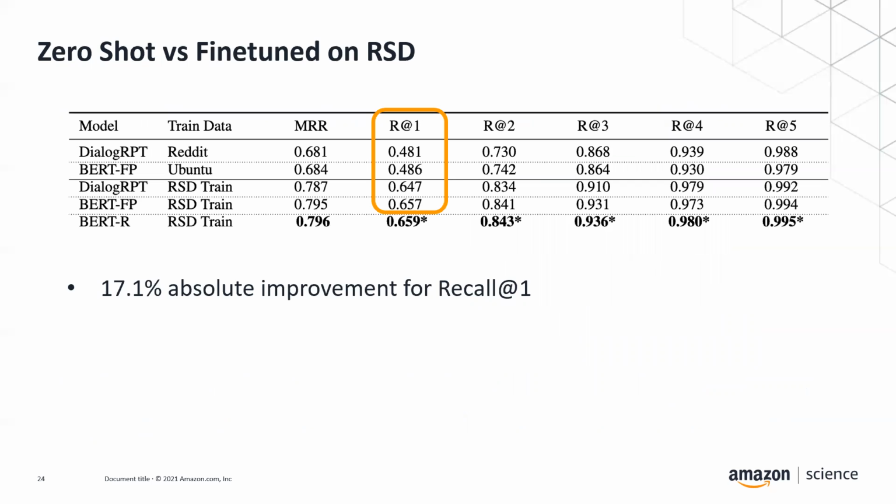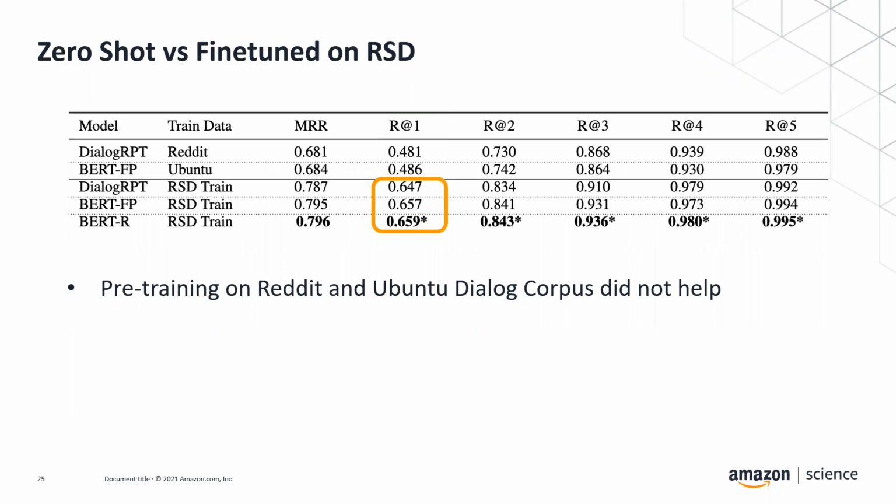So for our metrics, we computed mean reciprocal rank and recall at 1 to 5. I'm just going to show the recall at 1 scores because the trend is similar across all the other metrics. So first, if we compare against zero-shot versus fine-tuning on our data, we see if we fine-tune dialog RPT and BERT FP, we get 17% absolute improvement. And this is sort of obvious because we're training on annotated data here.